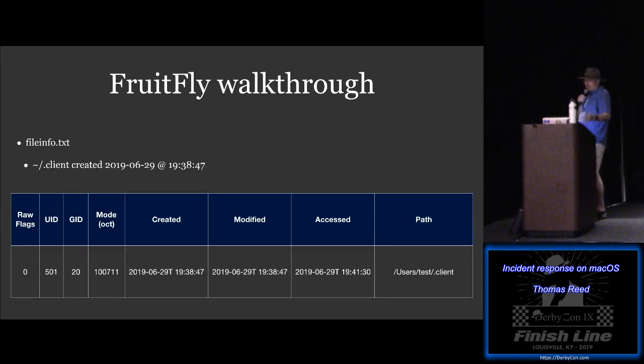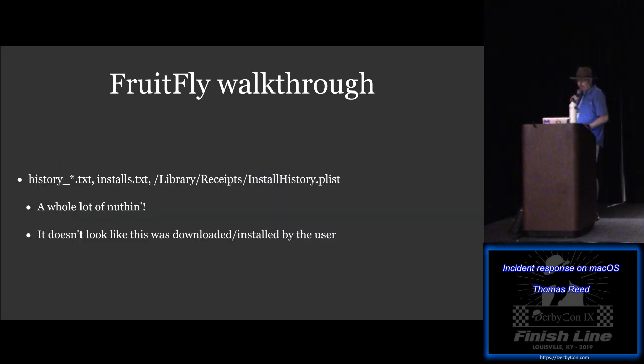So let's find out when this file was created on the system. We can look at the file info data for that, and it's pretty clear. It was about 7:38 p.m. And we want to find out where this came from.